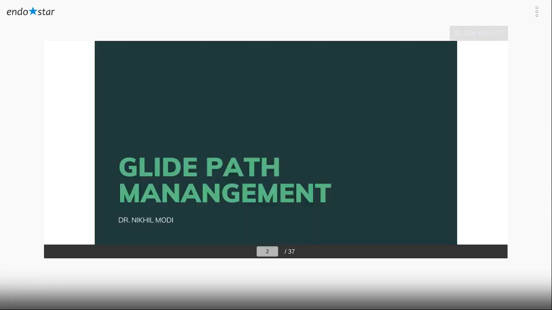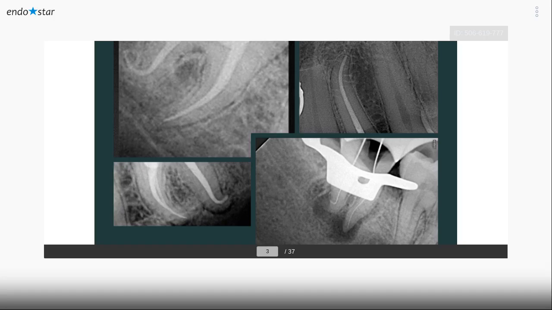Now, the importance of glide path has always been underrated when we talk about shaping the root canals. When we see a well obturated curved canal, we often are inclined towards knowing which system this clinician used to achieve these shapes. Often, little importance is given to understanding how this individual has achieved this glide path.